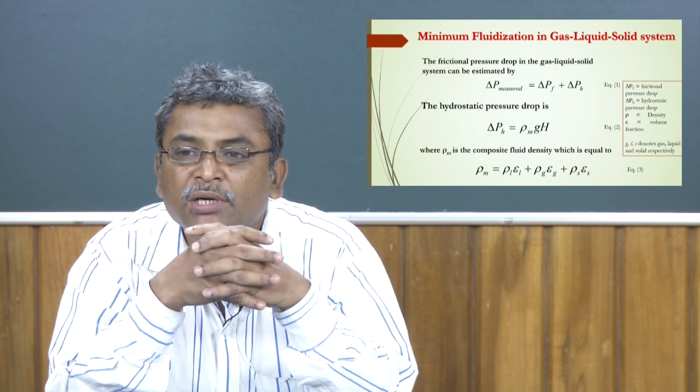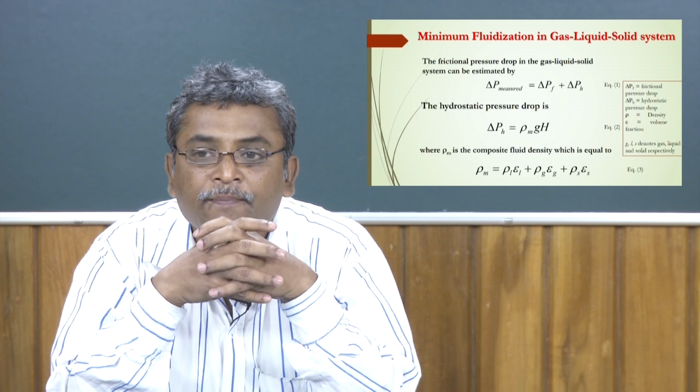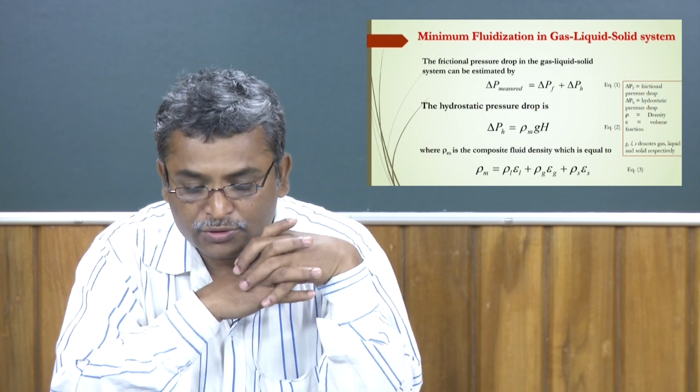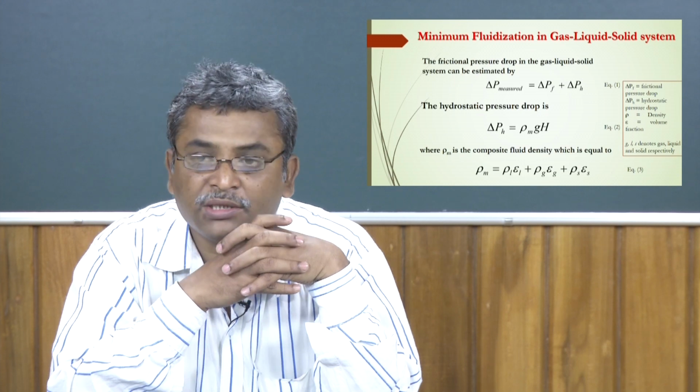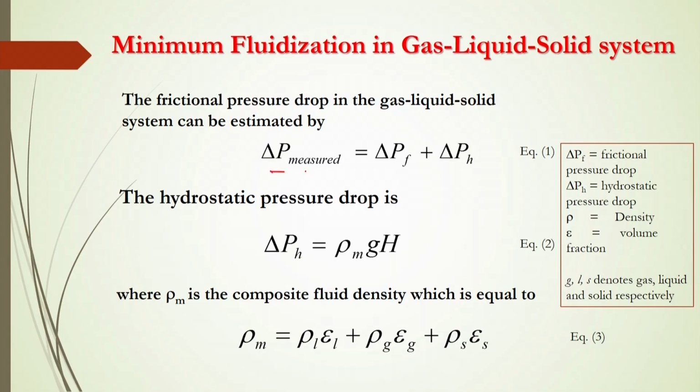So, in this case the frictional pressure drop in case of gas, whatever it is, we have not actually considered the hydrostatic pressure there, but in this case of course one should consider the hydrostatic pressure. So, in this gas, liquid, solid system, the measured pressure drop will be equal to the frictional pressure drop along with the hydrostatic pressure drop.